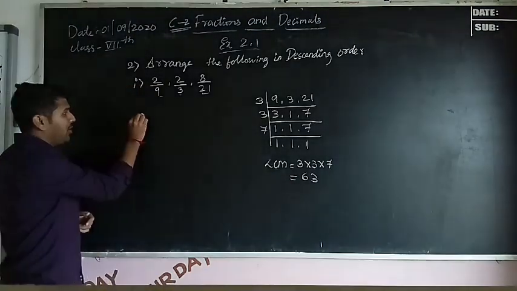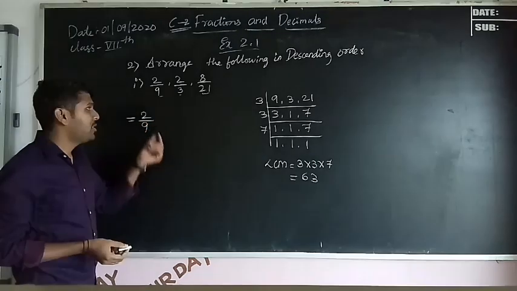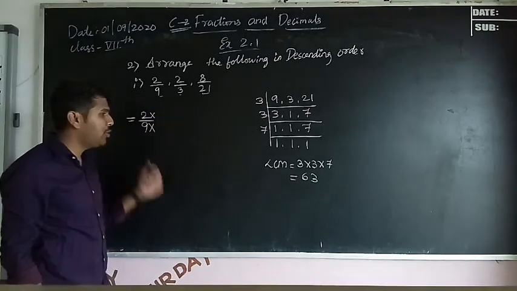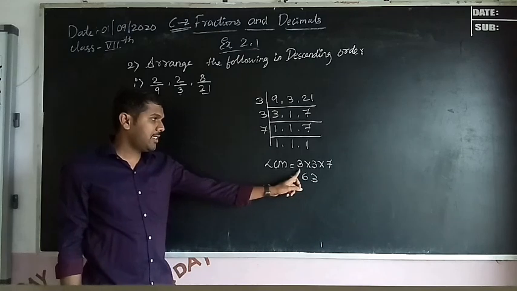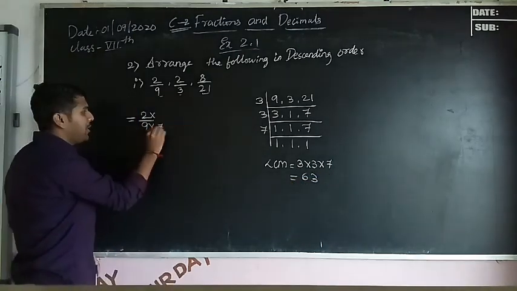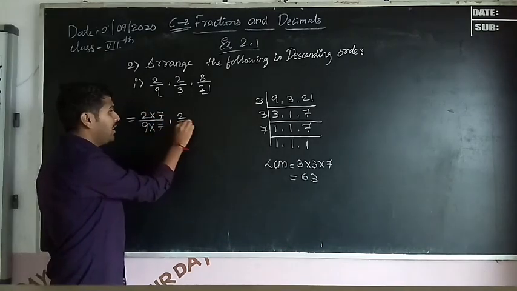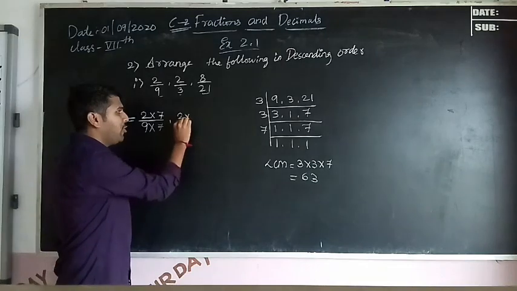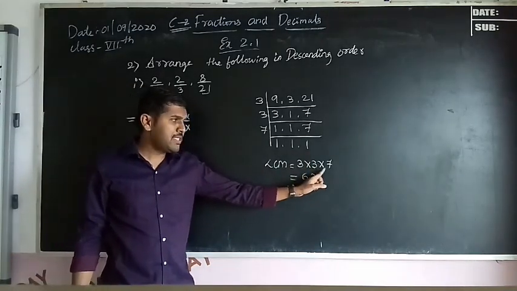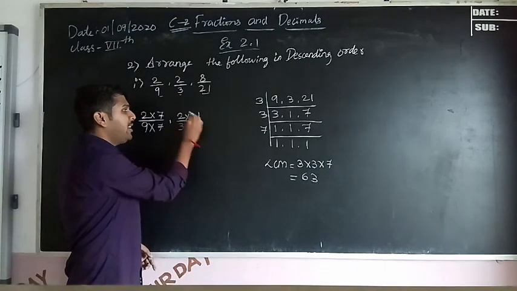So now how to write this one? 2 by 9 is this, no? What do we have to multiply for 9 to get 63? Here 3 3s are 9, and the remaining number is 7. So you should multiply 7 to both numerator and denominator. Next, 2 by 3. What do we have to multiply for 3 to get 63? Give this 3, the remaining number is 21. So multiply 21 to both numerator and denominator.